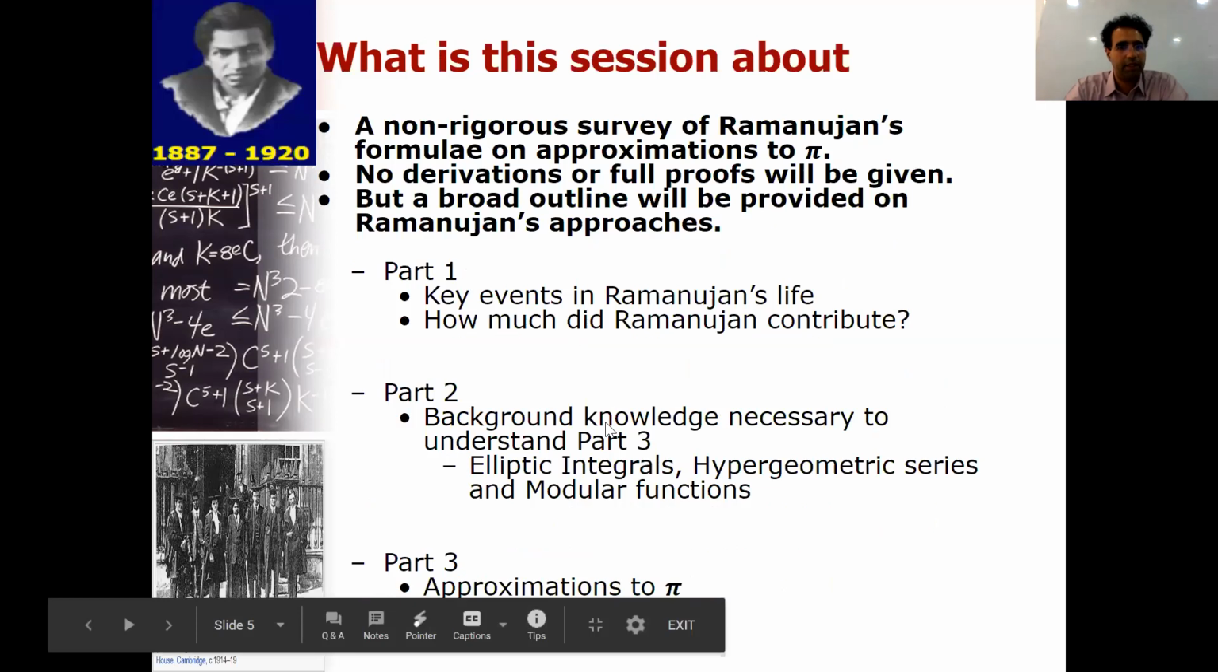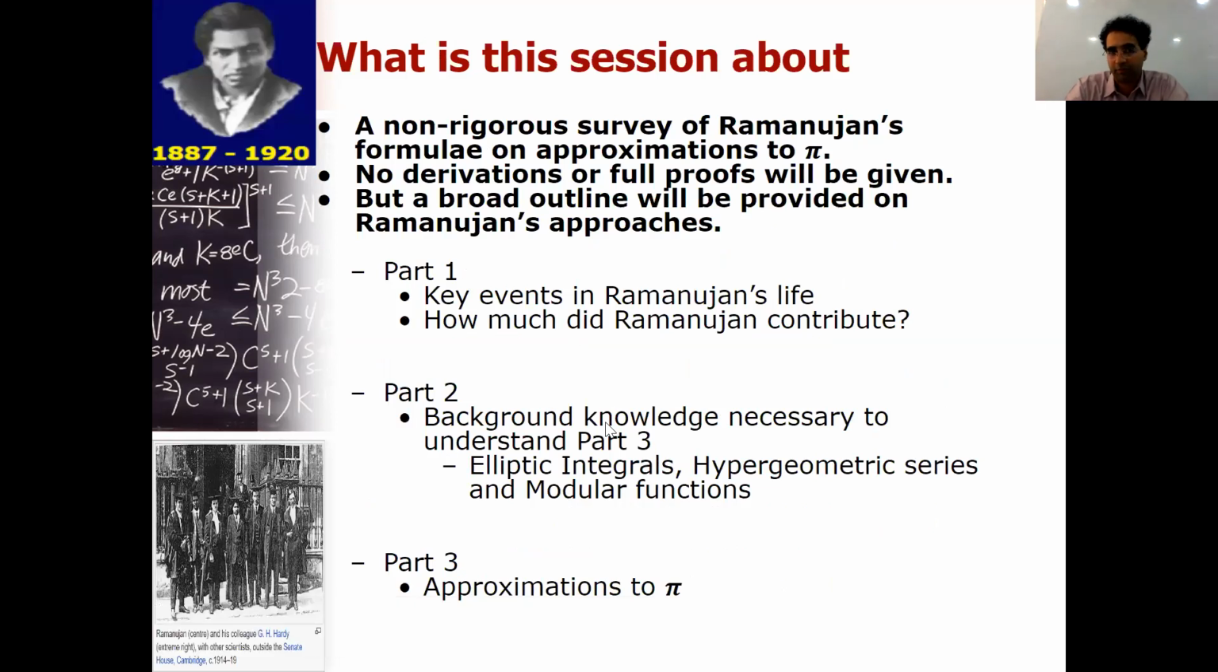So what this session is about is a non-rigorous survey of Ramanujan's formulae on approximations to pi. No derivations or full proofs will be given, and a broad outline will be provided on Ramanujan's approaches. So we are going to split this session into three.